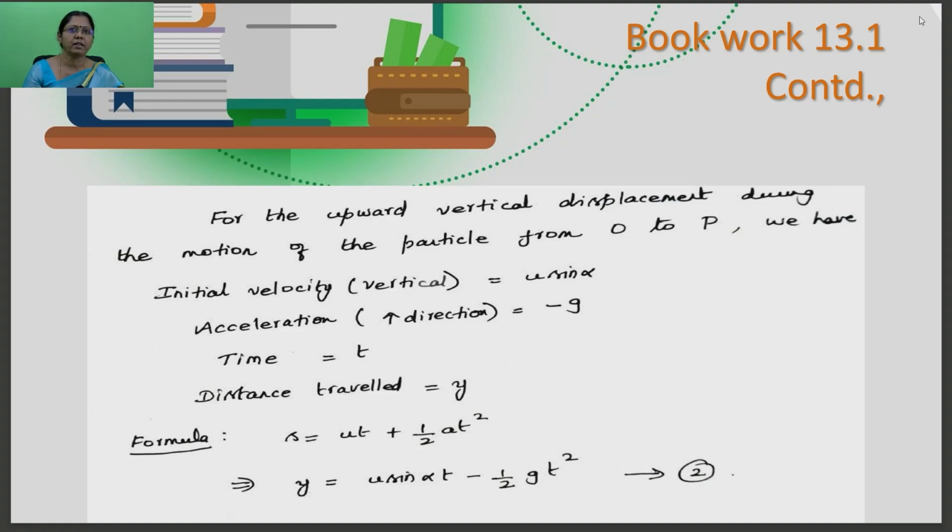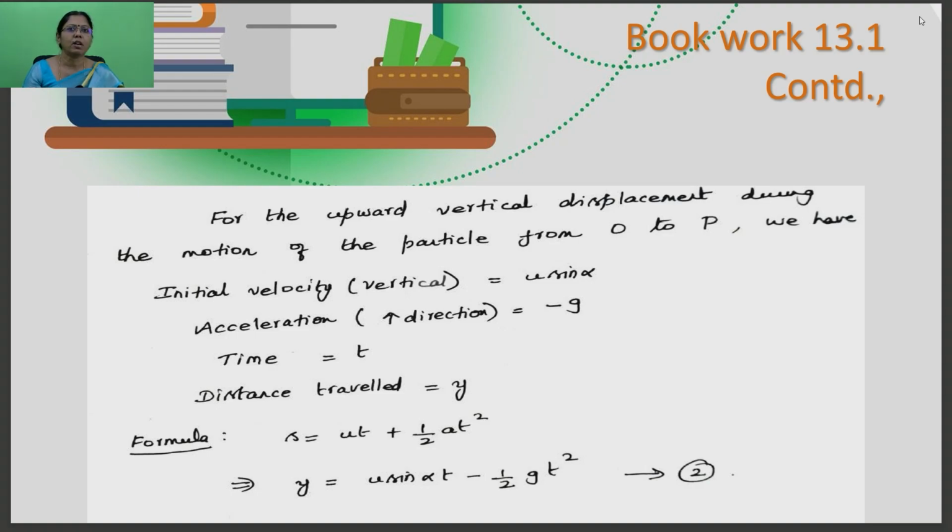So the component on that side is u sin alpha, or else you can call it u cos(90 minus alpha). Again you will get u sin alpha. What is the acceleration? Acceleration is generally speaking g, but we are traveling in the upward direction, so we have it as minus g. Time is t. So the distance traveled, we just call it y.